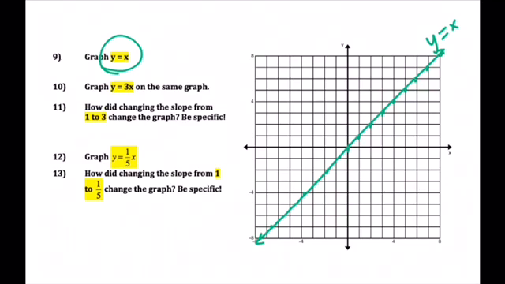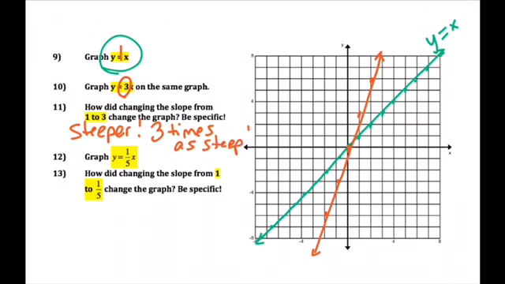Okay, and then number 10, it says graph y equals 3x on the same graph. So we still have an intercept of 0, but this time we're going to have a slope of 3. And so what we want you to see here is that if we change the slope, the intercept is still the same, but it becomes steeper. Okay, so a steeper line. Just changing this number from 1 to 3 makes it steeper. And when I say be specific, what I'm looking for is 3 times as steep. So tell me how much steeper. So it's 3 times as steep.